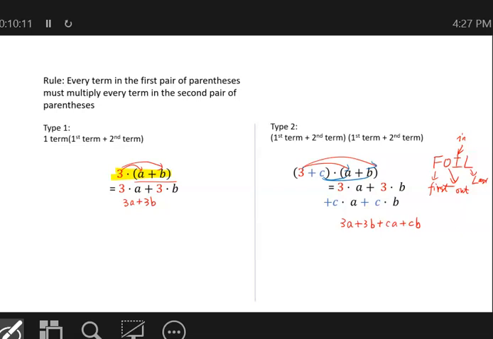So 3A and 3B. And then the second person from the group, C, has to shake hands with A and B. So you get CA and CB. But whatever way you like, whether using FOIL or distribution twice, you will get the same answer. So you just have to make sure everything in each box is multiplied with everything in the second box.